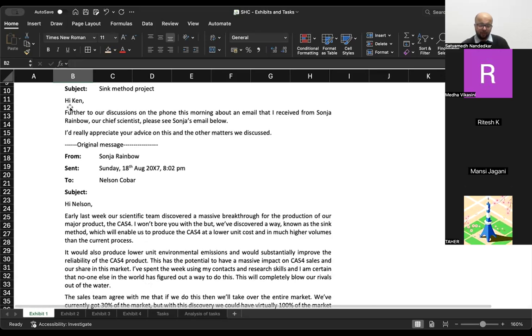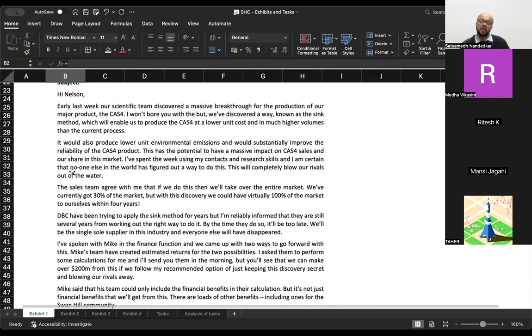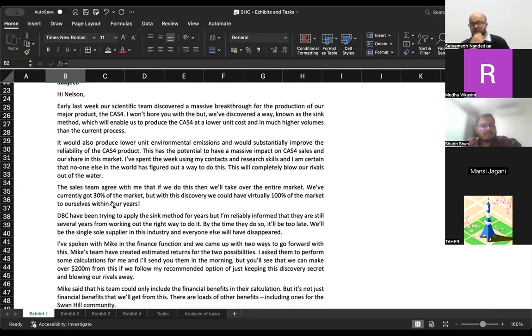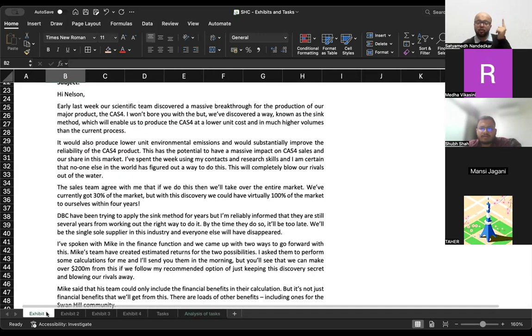Can you read from here? Hi, Nelson. Yes, sir. Read the first three paragraphs. Yeah. And before anyone starts putting their minds, you have to understand secrecy option from an ethical point of view. Okay, so keep these two words, secrecy and ethical point of view, in mind.